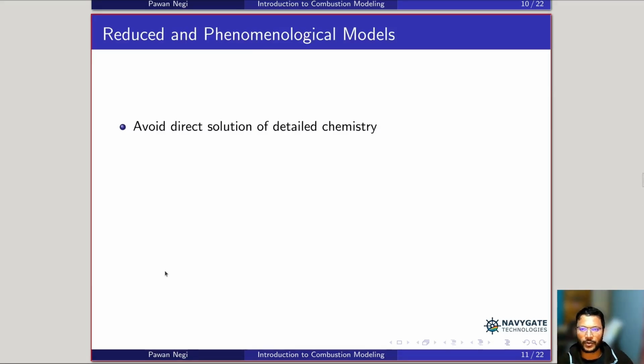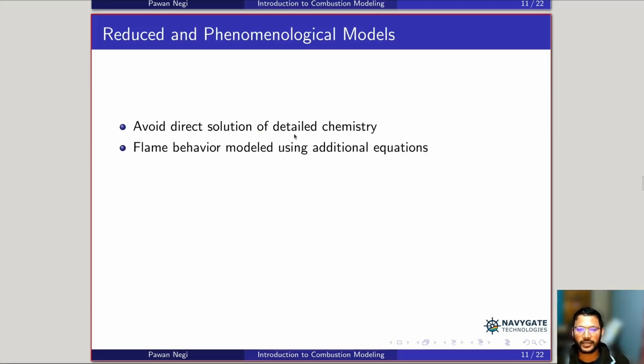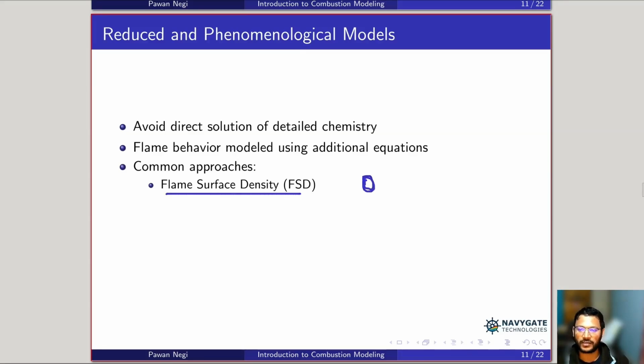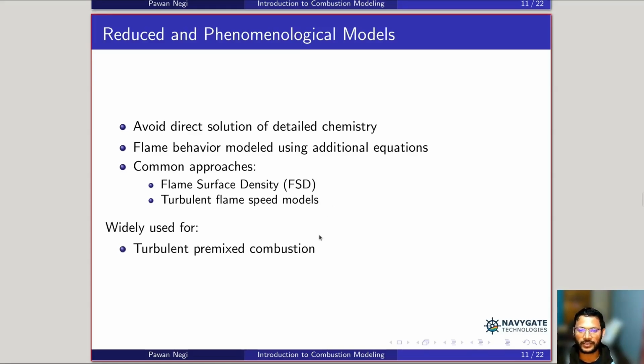Then we have reduced and phenomenological models. It avoids direct solution of detailed chemistry, and here the flame behavior is modeled using additional equations. Basically, this uses a flame surface density model. Here a volumetric model is used. So for a certain volume, the combustion rate is used to evolve the fluid flow as well as the heat exchange. A turbulent flame speed model is also used, where a detailed flame speed is not solved and a model is used instead. This particular method is widely used for turbulent pre-mixed combustion.